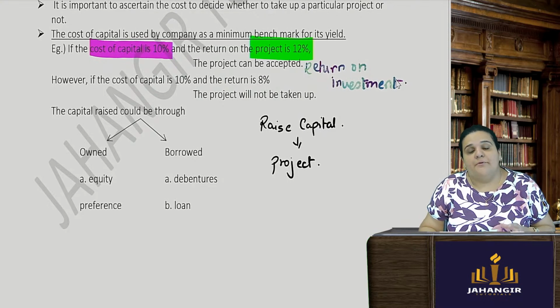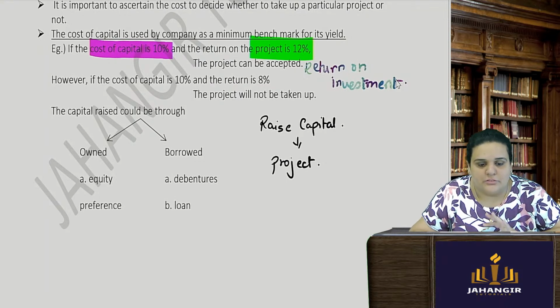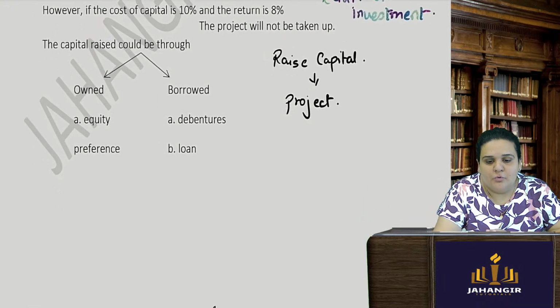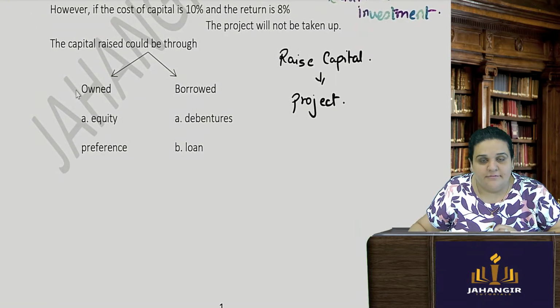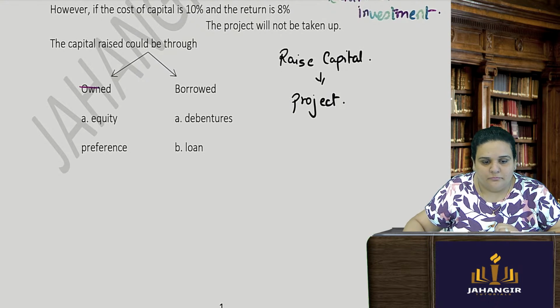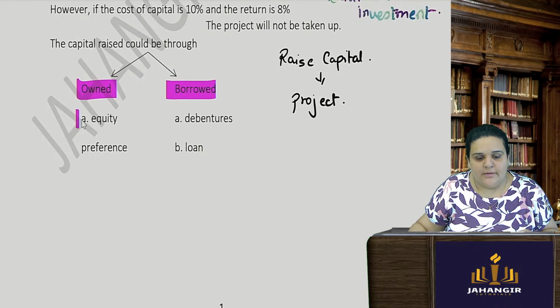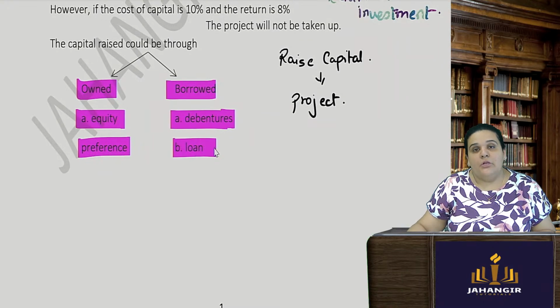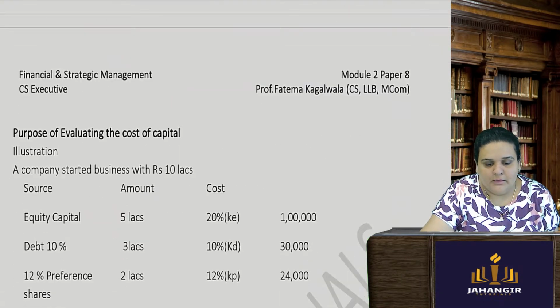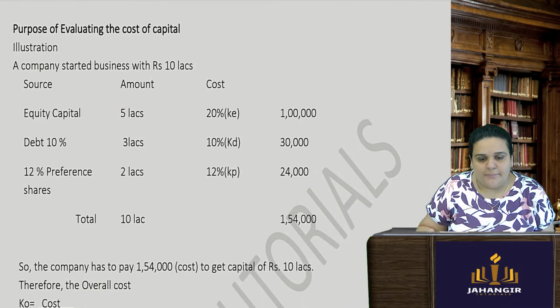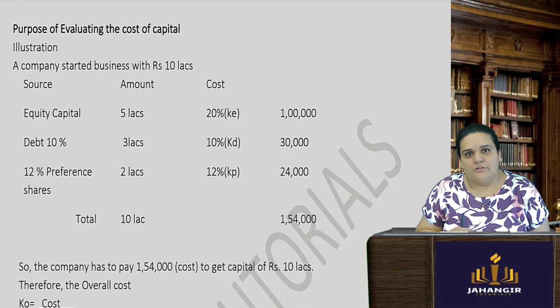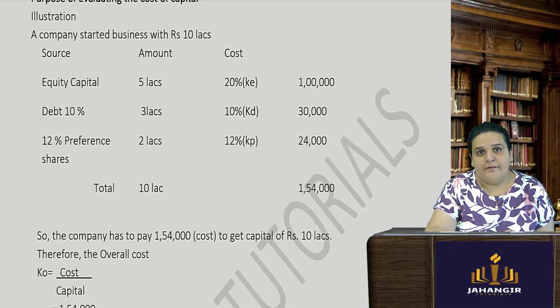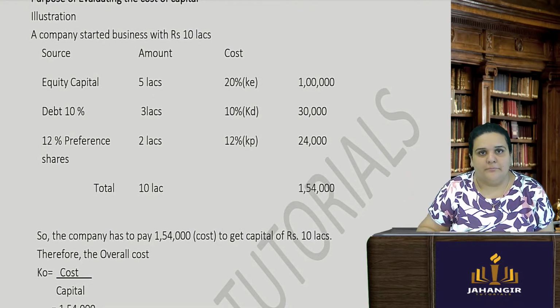In this chapter, we are going to focus on the average cost of capital, mostly the weighted average cost of capital. We know there are two ways a company raises its funds: own funds and borrowed funds. In own funds, we have equity shares and preference shares. In borrowed funds, we have debentures and loans. As I told you, this is the purpose of evaluating our cost of capital. This example will clear your cost of capital chapter totally.